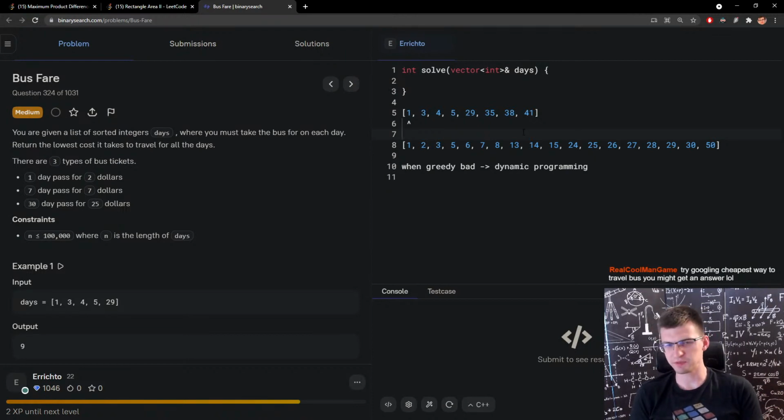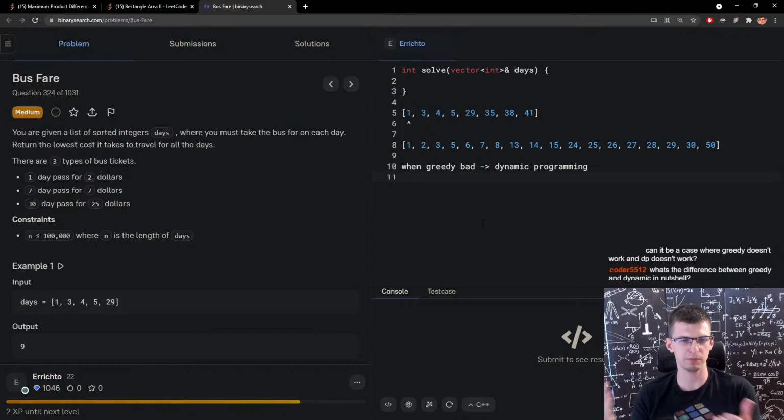This is a bit like knapsack. If you have a cost of 2, you can handle 1 item. With a cost of 7, you can handle 7 items. Cost 25, you can handle 30 items. This is actually similar to knapsack, where there are items with some weight and cost, and you need to fill a backpack. It's not really the same.